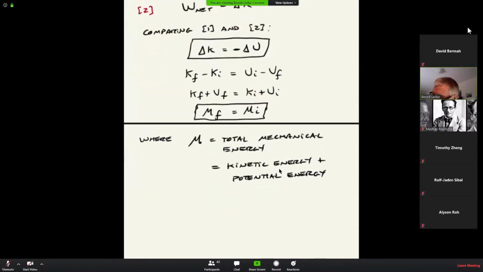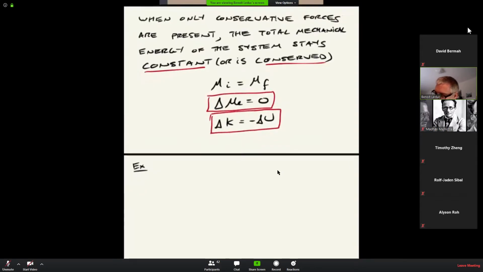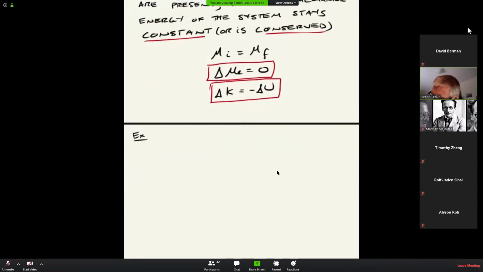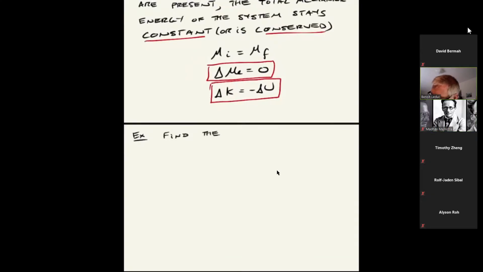All right. So let's go back to this here. Find the speed of the coaster, and find the speed of the coaster at the end of the ride.